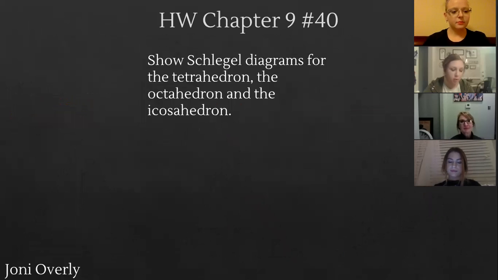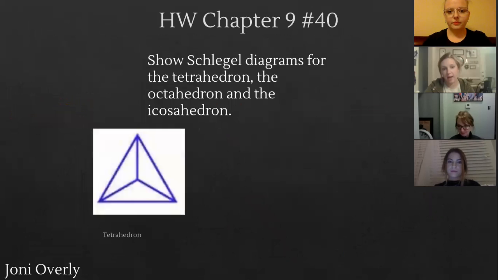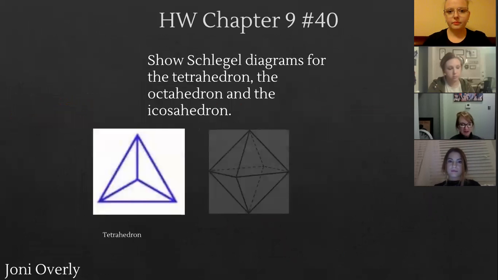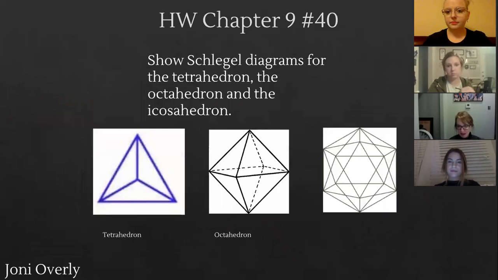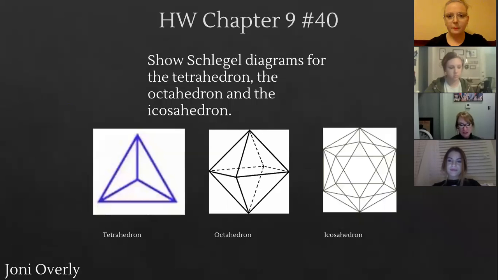Joni, in problem 40, how many faces, edges, and vertices does an octahedron have? Okay, so like she just explained to us about that one, you start with your root word, and so it's that octa. So we know that it is going to have 8 faces, and then it will have 12 edges and 6 vertices. Okay, thank you.